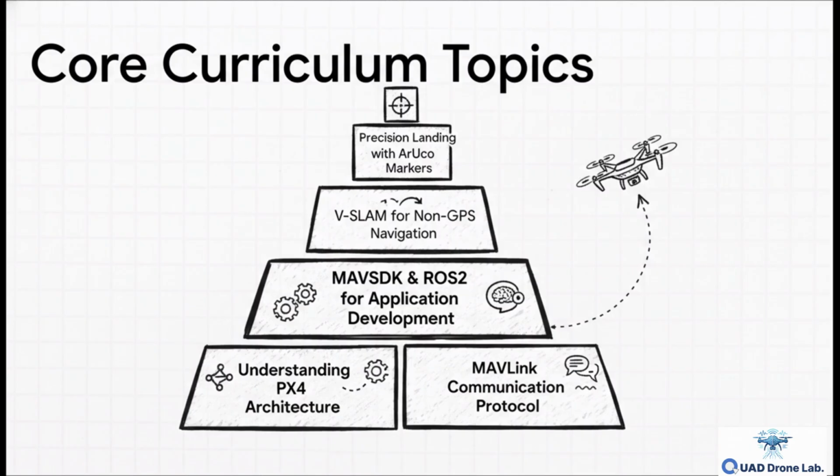Once you have that solid foundation, the curriculum builds up the whole stack. You'll get your hands dirty with the MAVLink protocol, which is how the drone talks to the ground station. You'll learn to build your own apps using MAVSDK and ROS2. And then you get to the really cool stuff. We're talking about AI, like using YOLO for object detection. We're talking about VSLAM, which lets the drone navigate even without GPS, and even using special markers for landing with insane precision. The whole shebang.